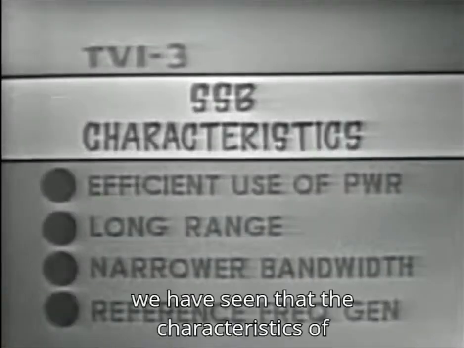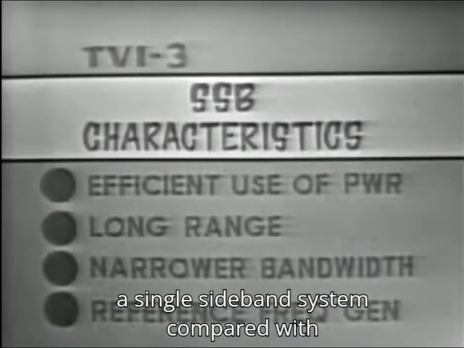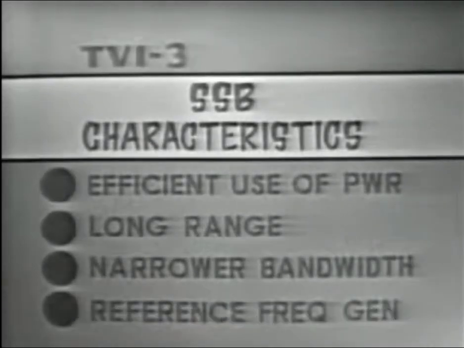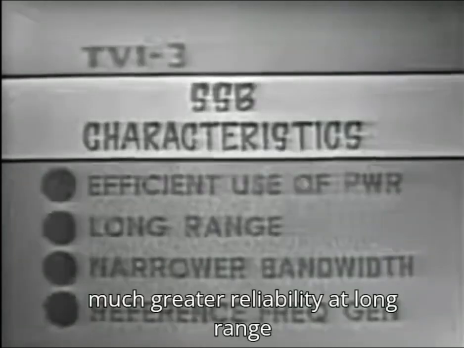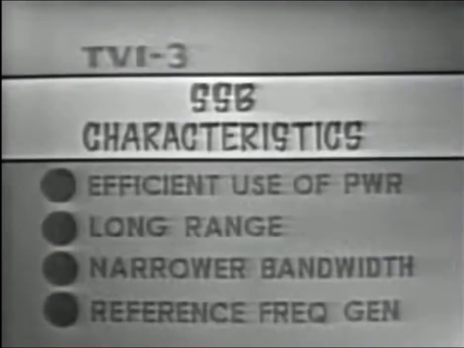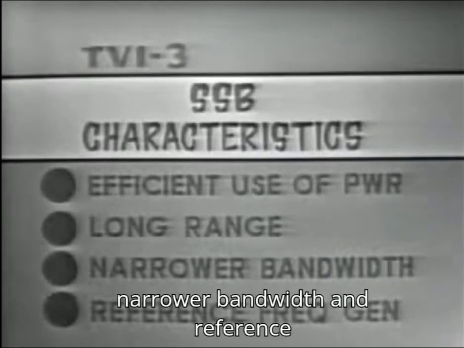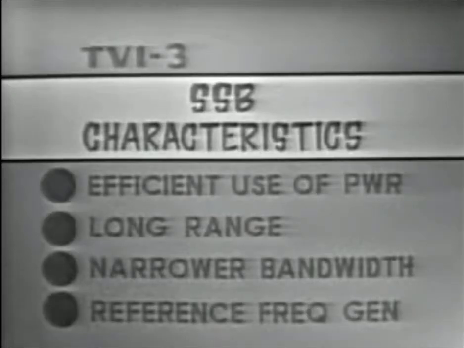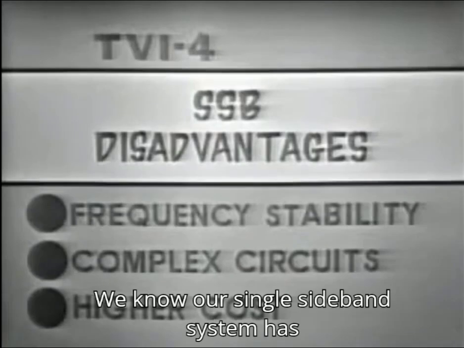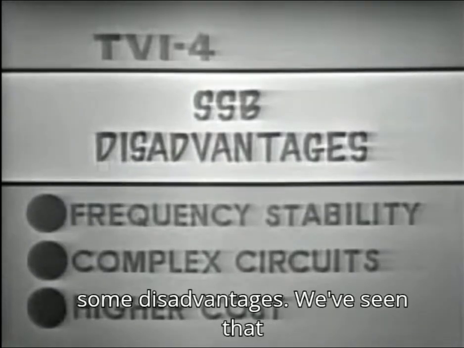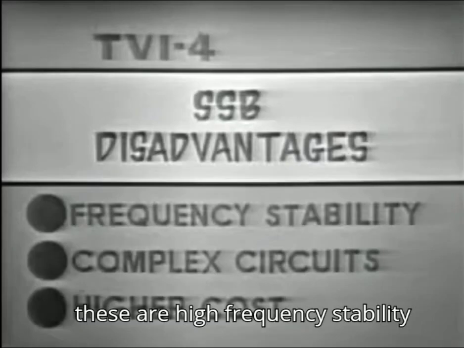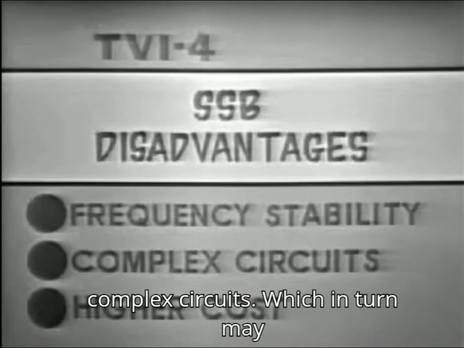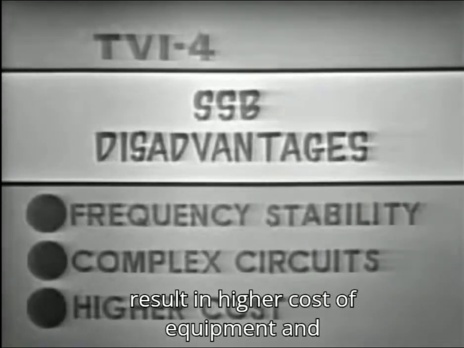Now, we have seen that the characteristics of a single sideband system compared with the conventional AM system are more efficient use of available power, much greater reliability at long range under adverse conditions, narrower bandwidth and reference frequency generation in the receiver. We know our single sideband system has some disadvantages. We have seen that these are high frequency stability requirements, which of course means more complex circuits, which in turn may result in higher costs of equipment and maintenance.